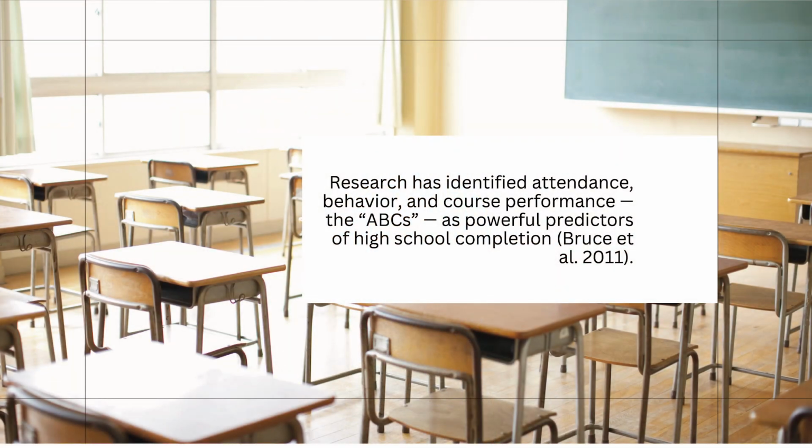So to start off, there's lots of research and evidence and data to support that there are 3 main indicators for student success all through their academic performance, but specifically to graduate high school on track and on time. And those 3 indicators are attendance, behavior, and course performance.